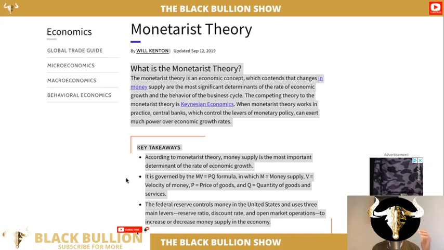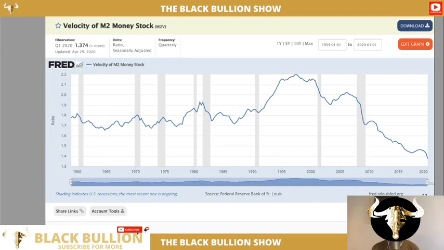Now, that all sounds well and good, as we see that money supply has picked up recently. However, because we've seen the money supply skyrocket to levels that are just astounding to see, why haven't we gotten that hyperinflation? Well, it's because of this. Velocity of currency. Now, you guys can find this graph on the Fed's economic research website. Just search for velocity of M2 money stock.